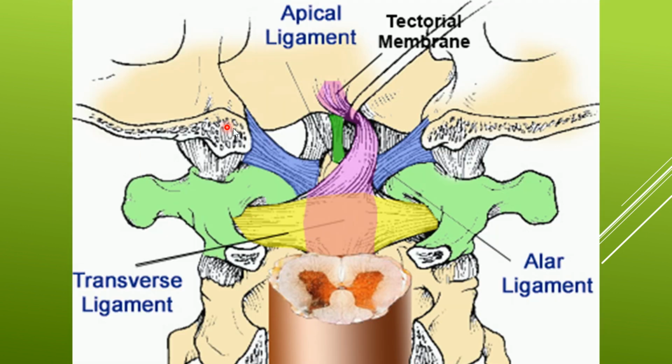Here is another view that shows the craniocervical ligaments in coronal view, tectorial membrane retracted, then the apical ligament appears. Alar ligaments are here and transverse ligament.